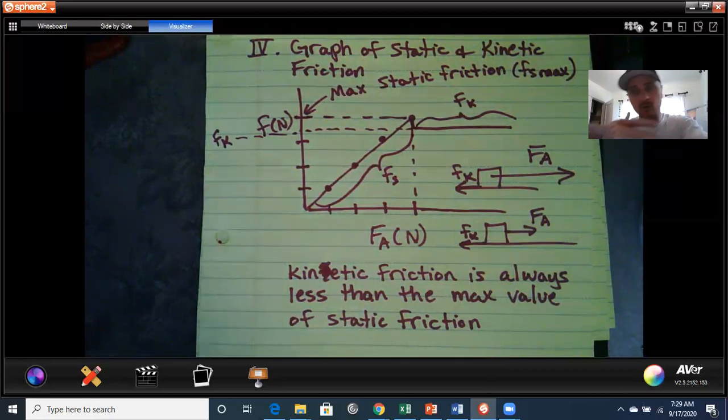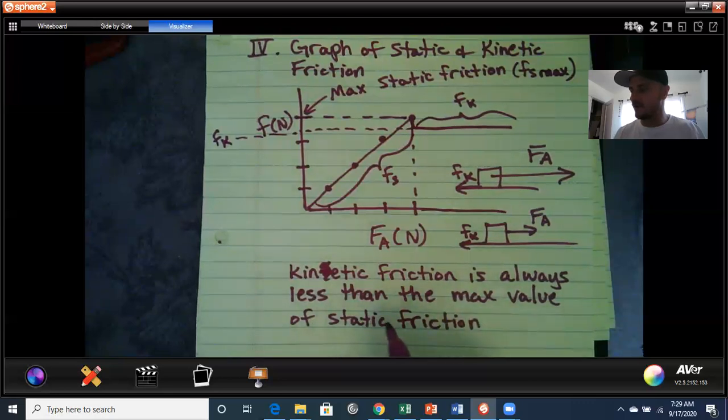So 20.1, boom, we get the thing sliding, but as soon as we get it sliding, we can back off our force a little bit to keep it sliding, because that kinetic friction is always less than the max value of static friction. I hope that example didn't confuse you.